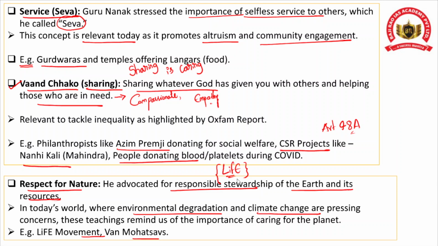So we very often emphasize the value of Vasudhaiva Kutumbakam, where we treat the entire planet, the entire Earth, as one family. Therefore, Guru Nanak Dev Ji's principles will help in tackling major challenges which the world is currently facing. So this is how you can write the conclusion for this answer.